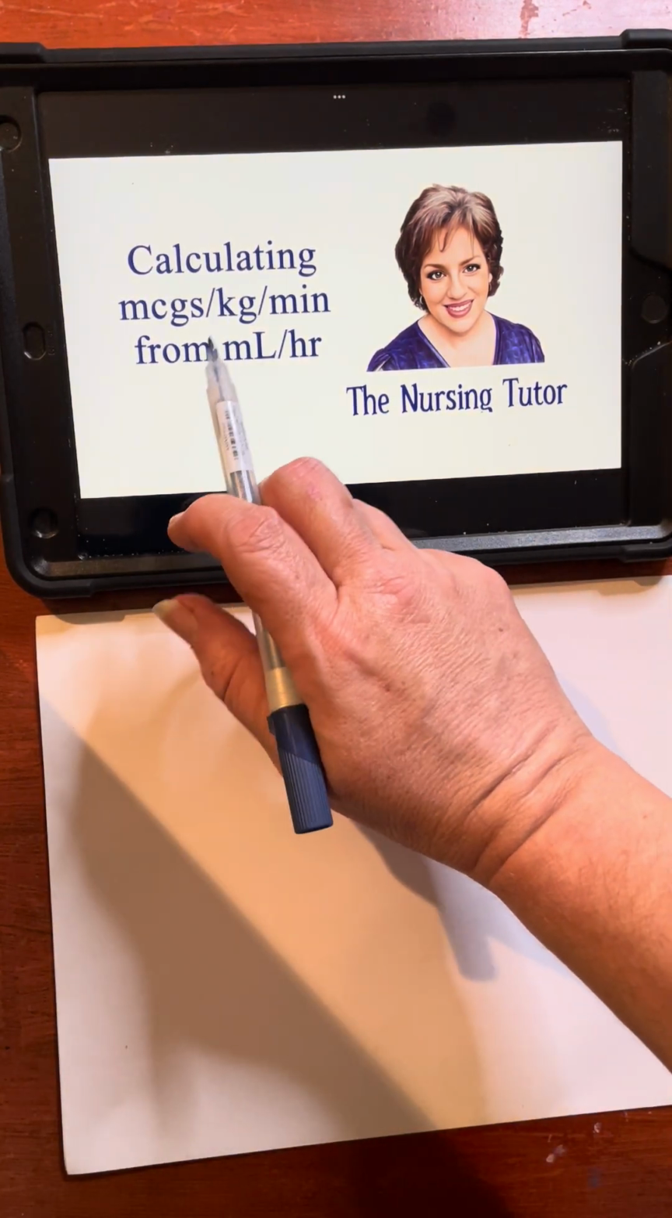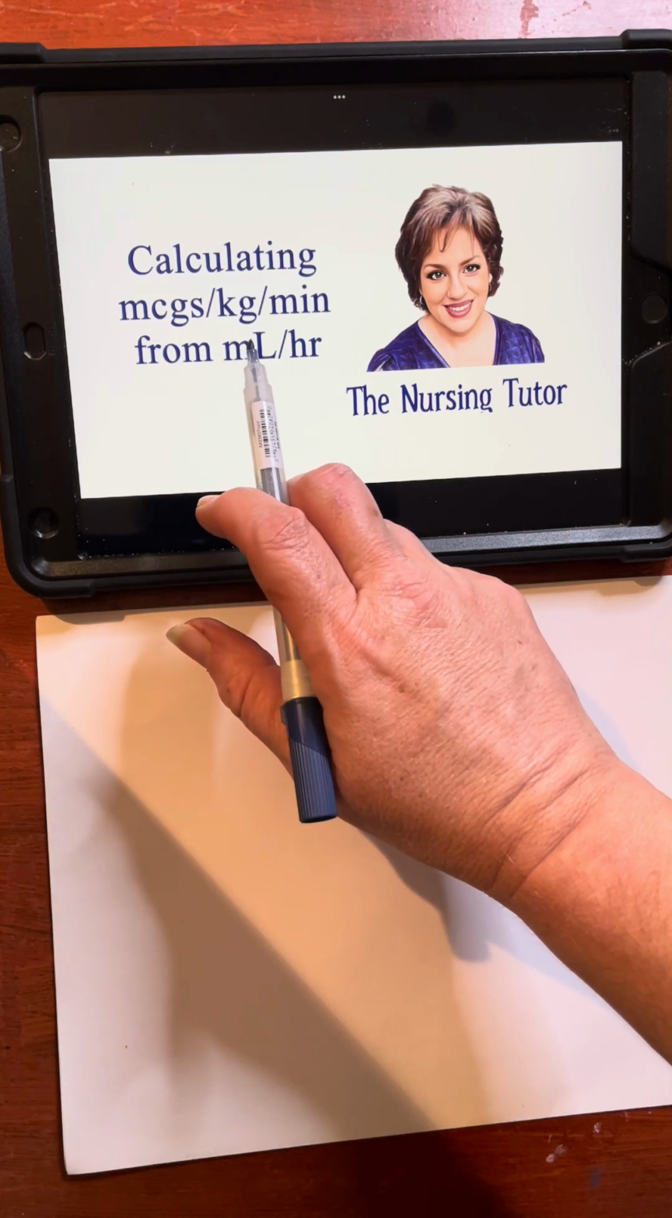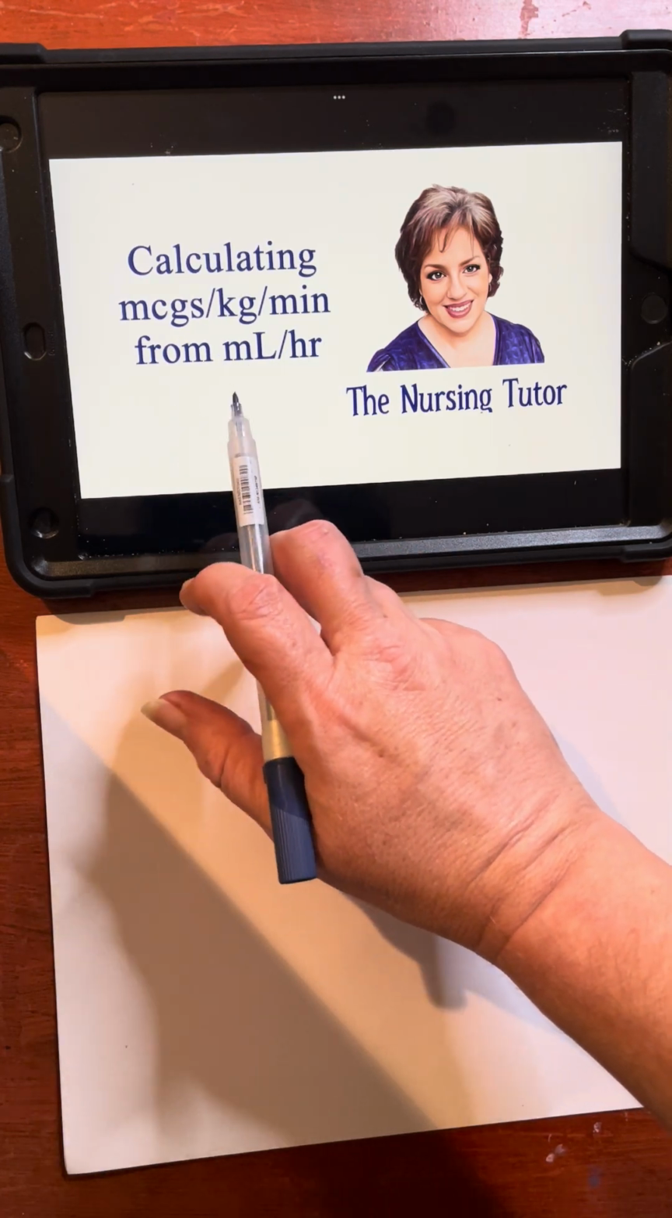Look what we're going to do. Calculating micrograms per kilogram per minute from milliliters per hour.